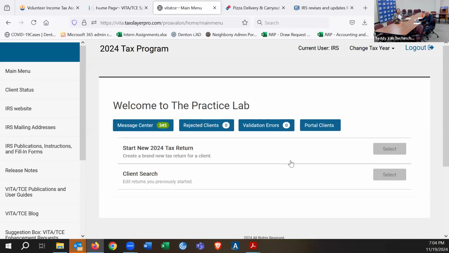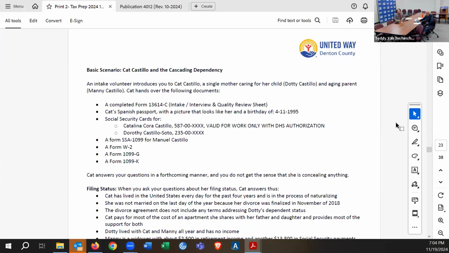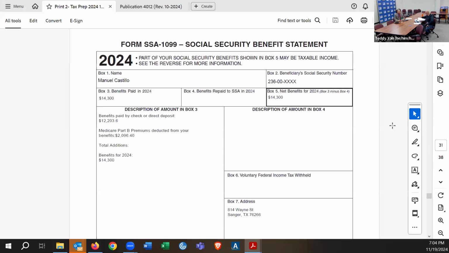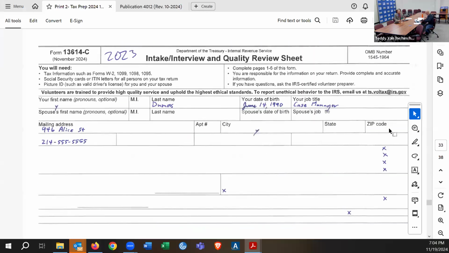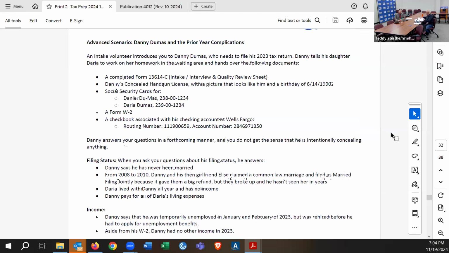It begins on page 32 of the packet that I emailed to you, the print packet 2. This is going to be for Danny Dumas and the prior year complications. I will tell you ahead of time, you will probably never see a return as complicated as this one. This is intended to be a doozy.